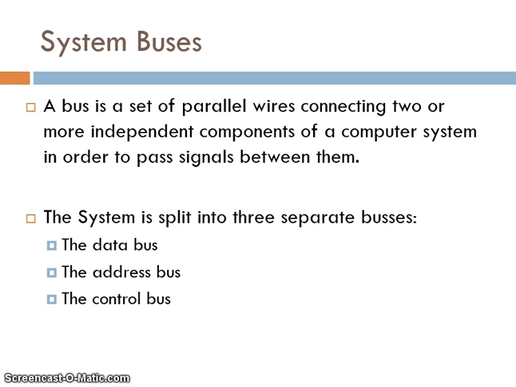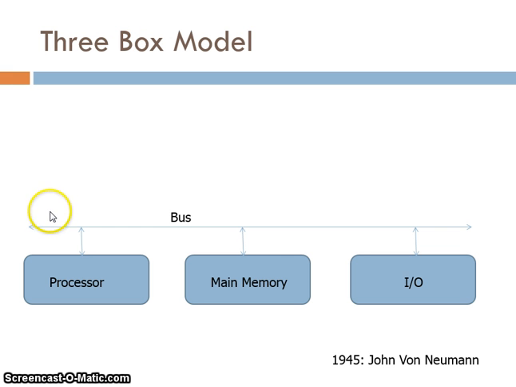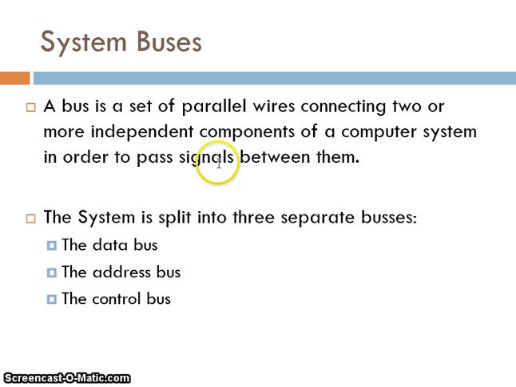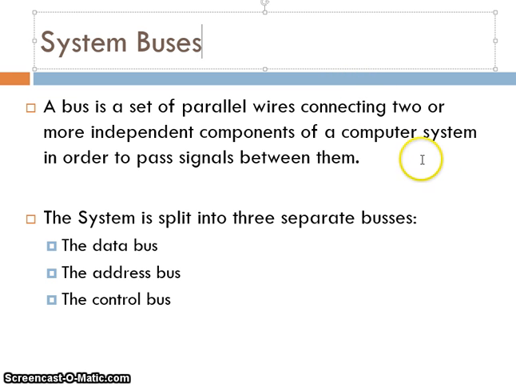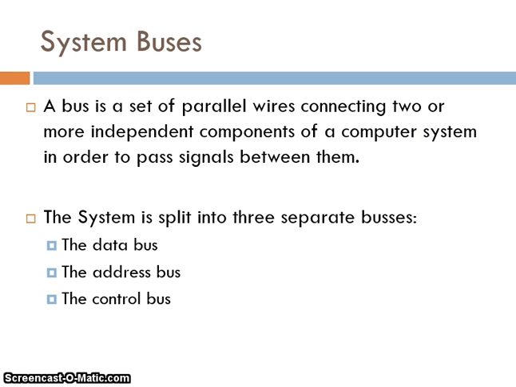The system bus then, let's remind ourselves, is what connects each of the three boxes together, the processor, the main memory, the input-output. To define a bus: it is a set of parallel wires that connect two or more independent components of a computer system. And buses pass signals between the components. Note, not data, they pass signals.